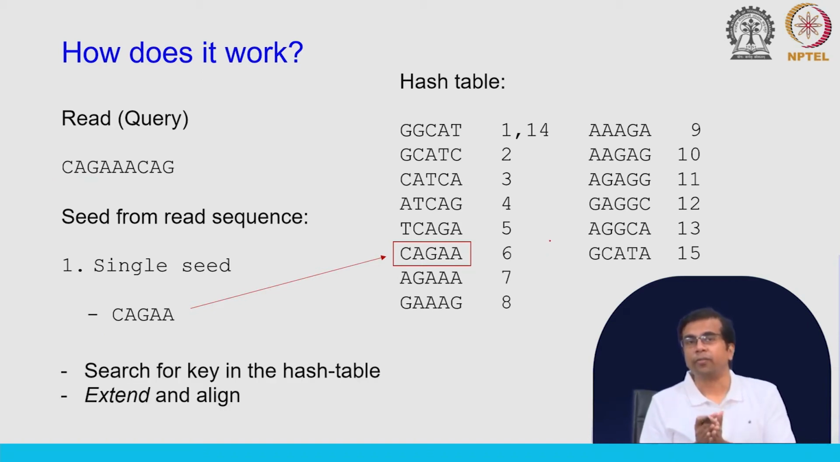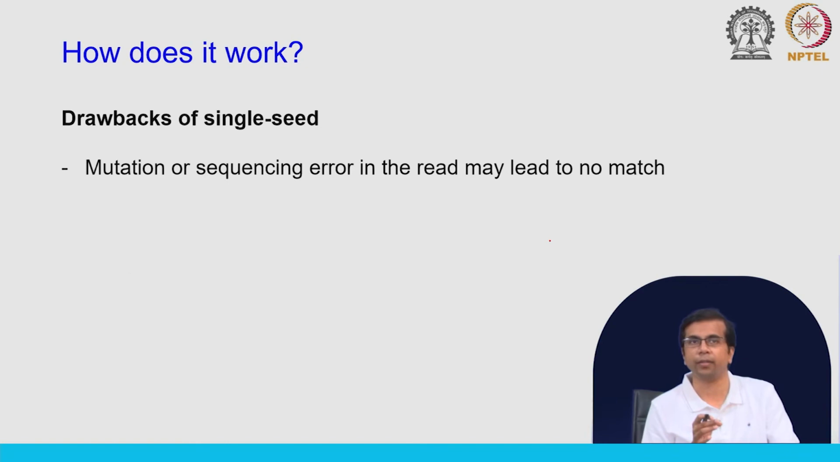Now, once we have done that, we can simply extend and align. We can use an alignment algorithm to see what are the matches, mismatches, etc., and get the final results. So, that sounds quite easy and really straightforward, and it doesn't take too much time. You just search for the single seed. It's an incredibly fast process if you're searching through a hash table.